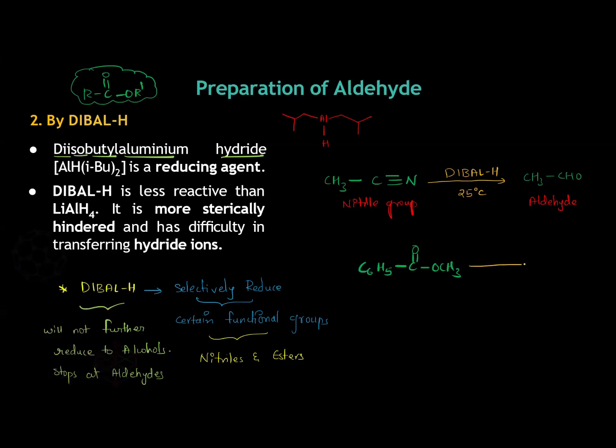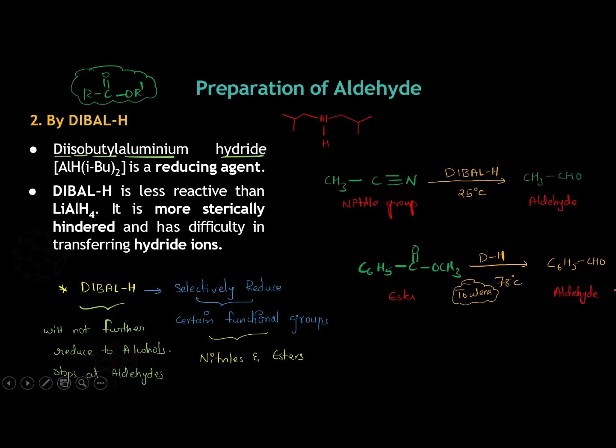in the presence of DIBAL-H, I'm putting DIBAL-H at -78 degrees Celsius. And we need another thing here, the toluene is also needed. Okay, it also requires the toluene. It will convert into C6H5CHO, which is an aldehyde. So you can see here, the ester will convert into the aldehyde.